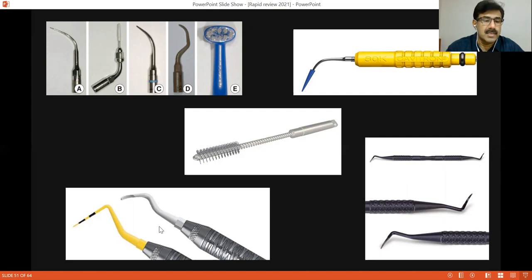So all these are plastic instruments, but in my experience, you can use a plastic instrument, but it's totally ineffective. So this is an ideal way. And this combined with this, along with the lasers, will be a good way of decontaminating the implant surface.